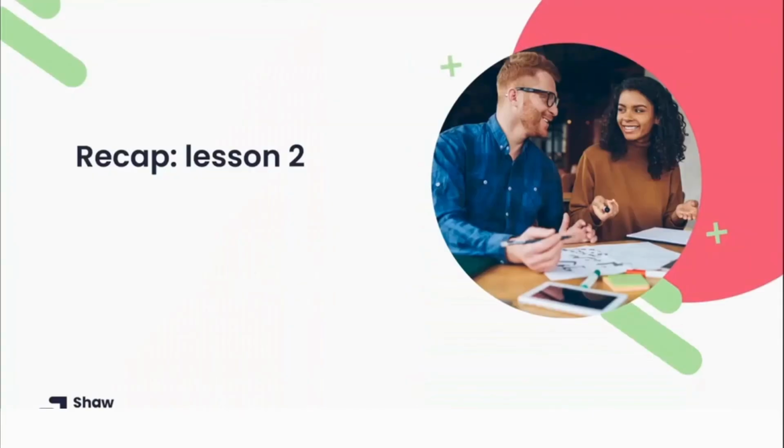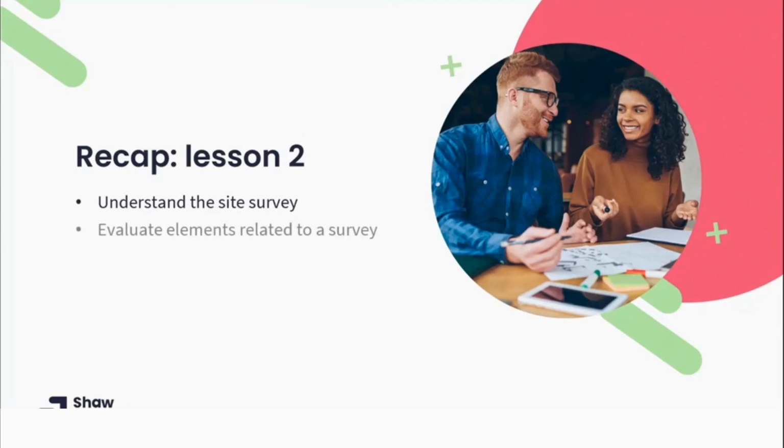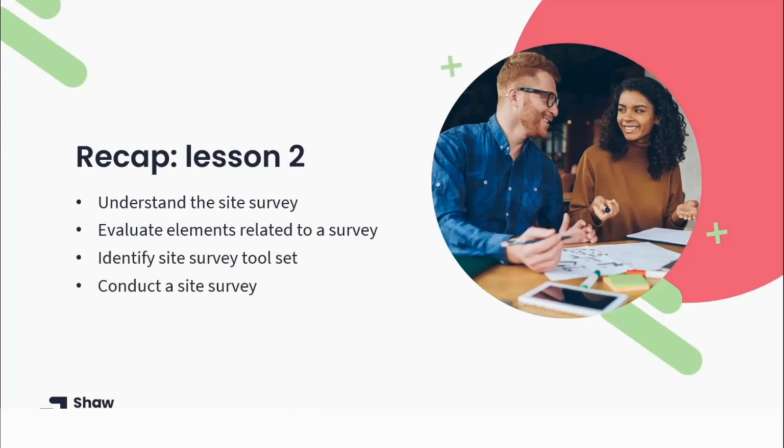Right, guys, we've come to the end of this lesson. Like I said, a jam-packed lesson, but a really exciting one at that. Let's have a little look at what we've covered. We started off by tackling the site survey as we understood the value and the elements that make up a site survey. We then evaluated elements relating to the site survey and identified the tool set needed to conduct our site survey. Following on from this, we conducted our very own site survey of my living room. From here, we discussed the concept of dimension and finished off with constructing a dimension line. And that is a really nice recap leading us into our challenge.